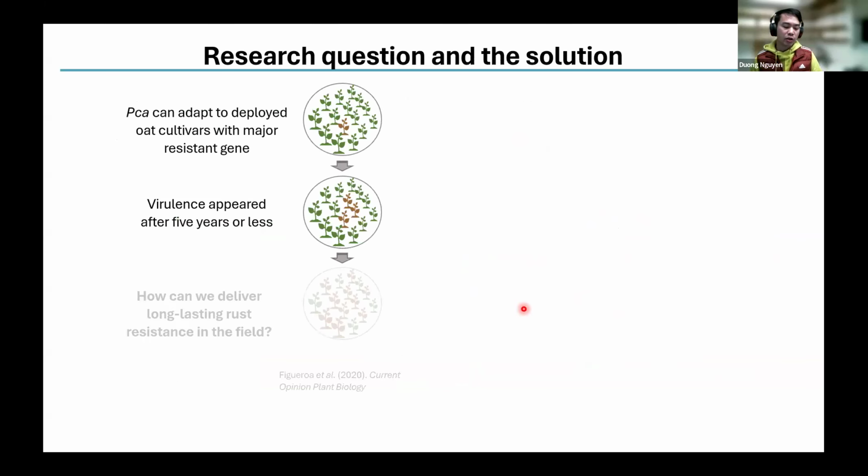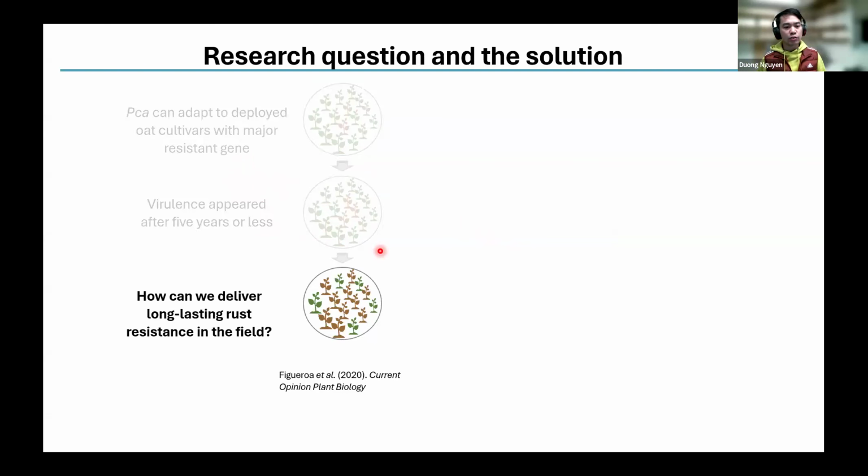As you know, the use of race-specific disease resistance has been around for the last decades and has been very popular. However, there is an issue with the use of this kind of major gene resistance, because virulence tends to appear against a major gene about 5 years or less after deployment in the field. So in this project, we would like to figure out the question of how to deliver long-lasting rust resistance in the field.